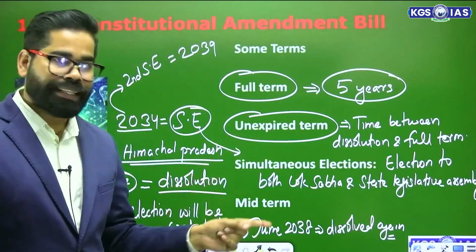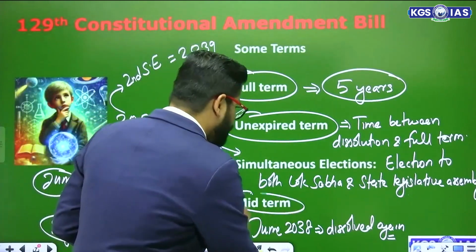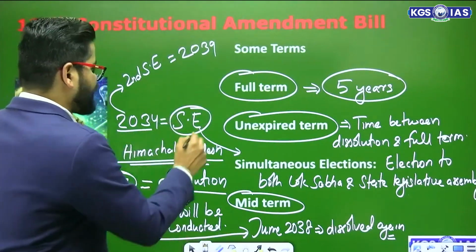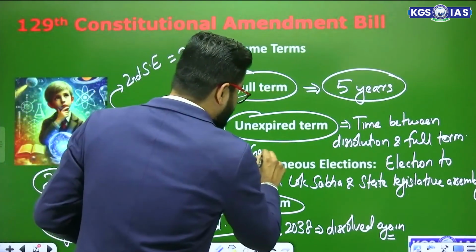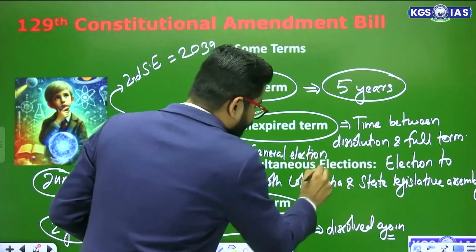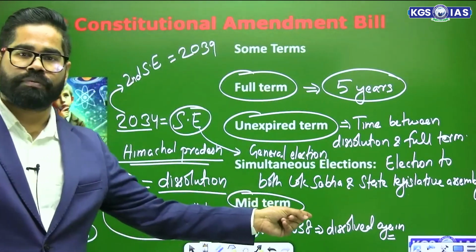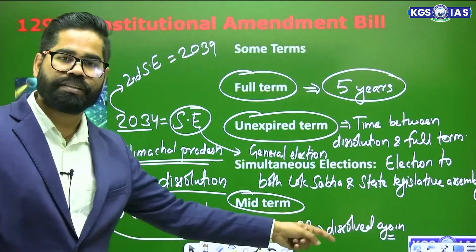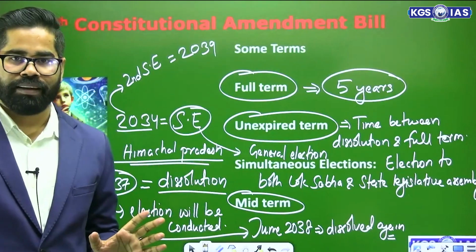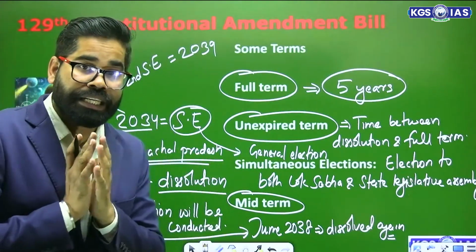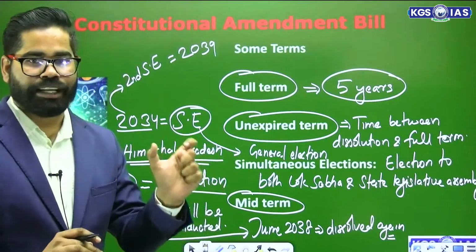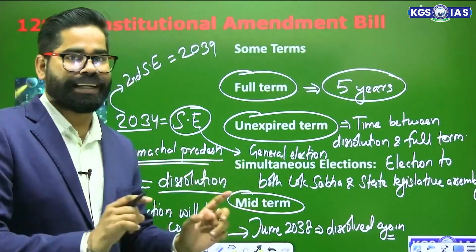This election will be called a mid-term election. And the remaining simultaneous elections will be called general elections. So their names have been properly defined in the Act, that is, what the names of the elections will be and how they are going to be conducted.